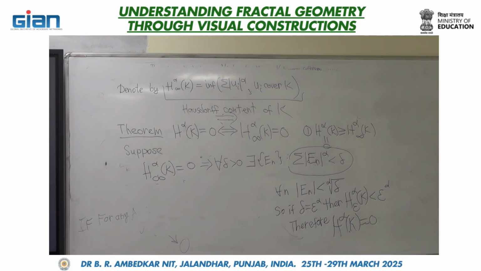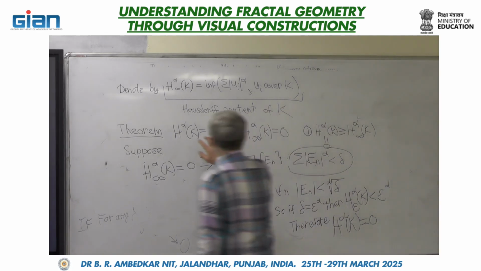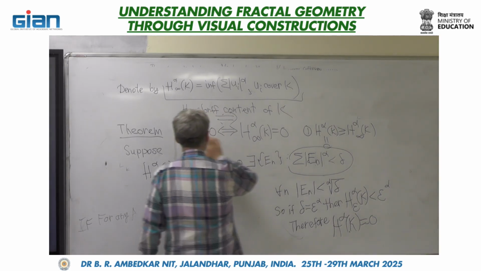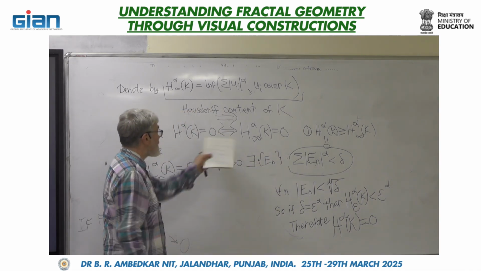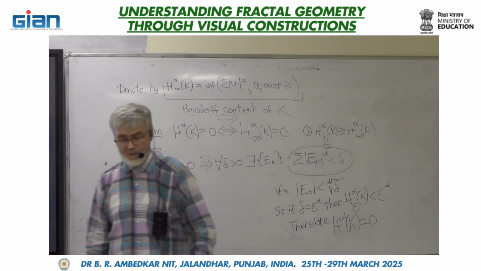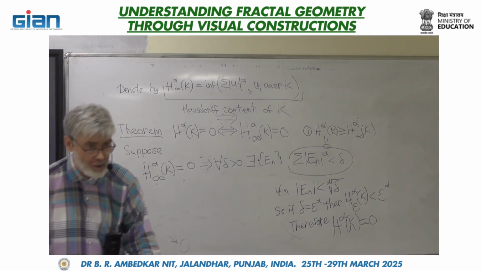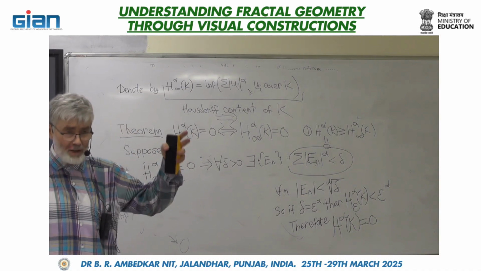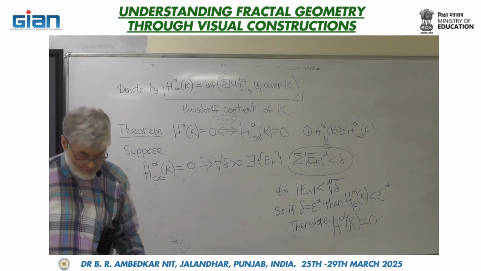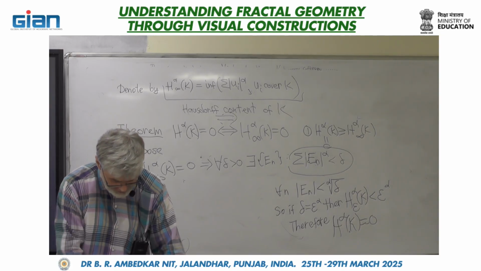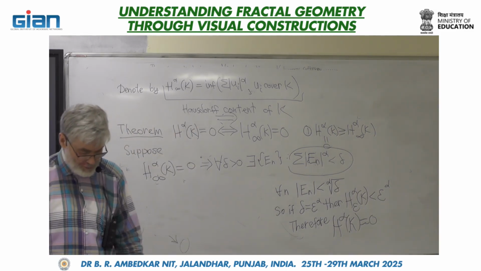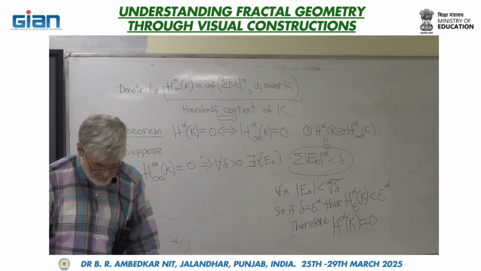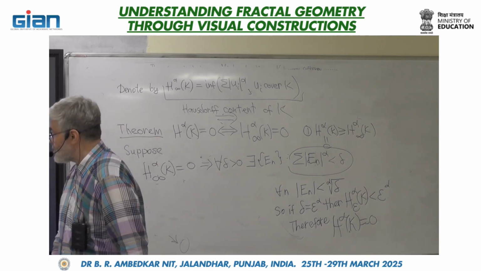So these two equalities are equivalent. When we want to find the Hausdorff dimension, we just look at the alpha-dimensional Hausdorff content, and that gives us the evaluation of the Hausdorff dimension.